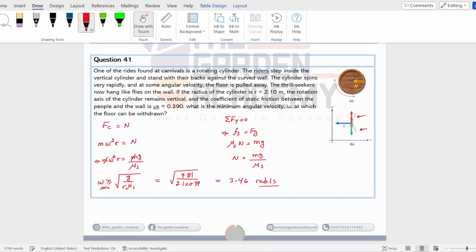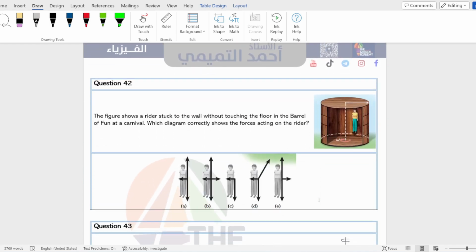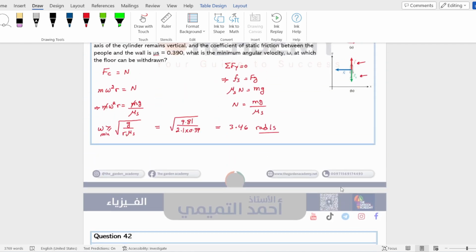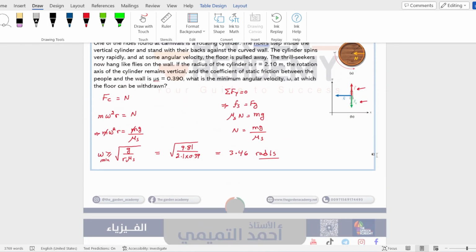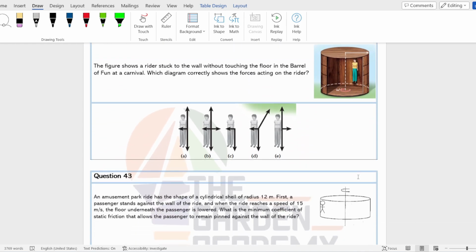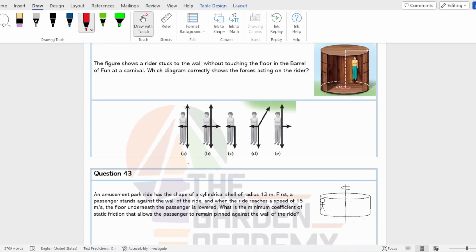جميل. طيب, now let's go to the next question. The next question is basically what I expect that you will get in the exam. The figure shows a rider stuck to the wall without touching the floor in the barrel of fun at the carnival. Which diagram correctly shows the forces acting on the rider? Again, طبعا we already have the free body diagram for the person inside this ride. بالتالي we choose option A. So let's throw it there. And the answer is A.